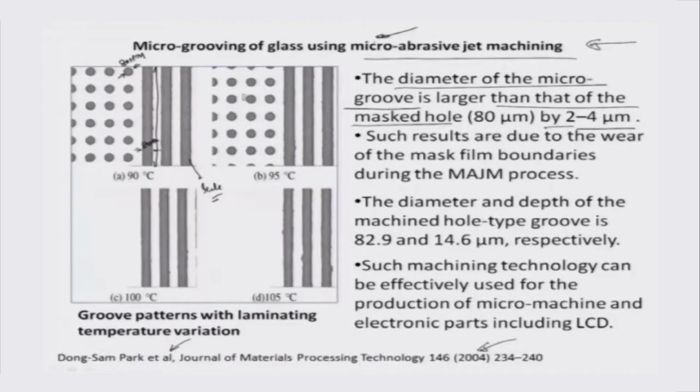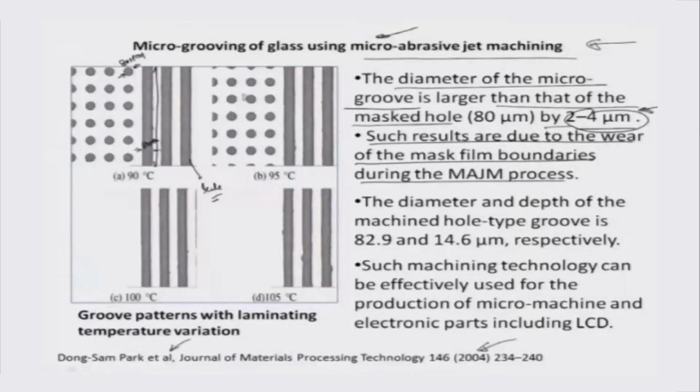And we can see that the masked holes here are typically 2 to 4 microns larger in diameter, probably because in this case the mask was a polymeric mask, as you saw in the last step. There was a lamination issue involved, and because of that the change of dimensions of the polymeric mask would be reflected in terms of change of dimensions of the surface concerned. So, such results are due to wear of the mask films. Therefore, there is an increase in the overall size of the hole because of this change in mask boundary.